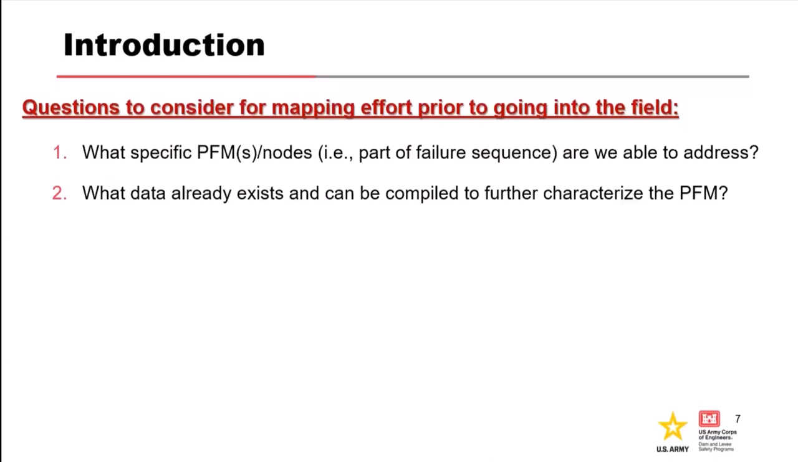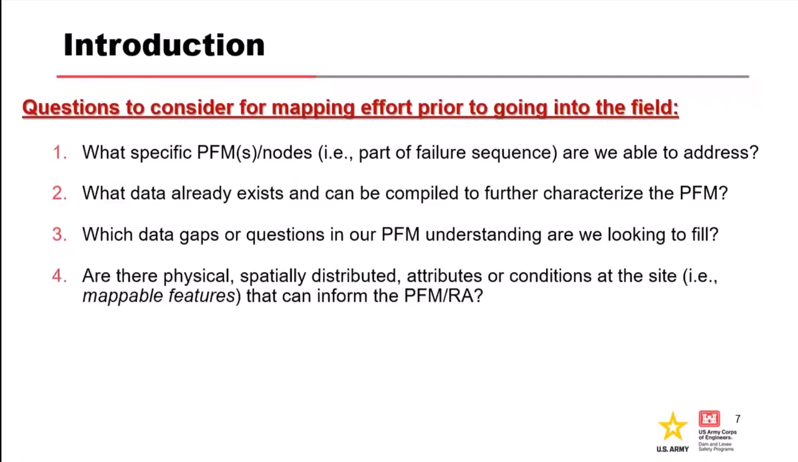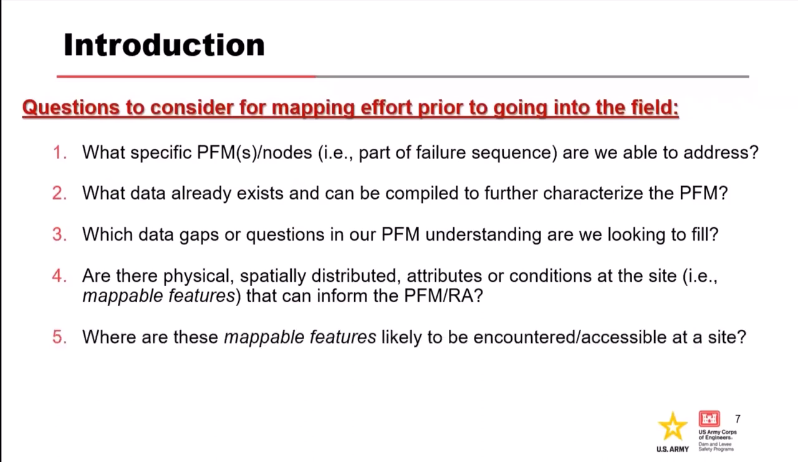So what data exists and can be compiled to further characterize? We're harping on that a lot. Obviously, use everything you have available and access to. What data gaps or questions do we need to understand? And can we do that by hiking around the site and seeing things? Are there physical, spatially distributed attributes or conditions, i.e. mappable features that will inform our risk assessment? And then where are these mappable features likely to be encountered on the site? So you need to identify those things, then you have to be able to get to them.